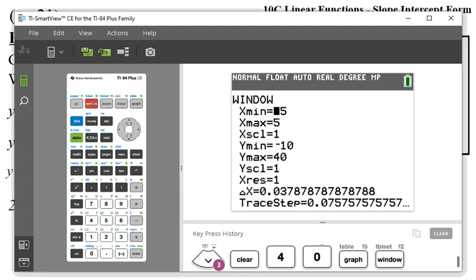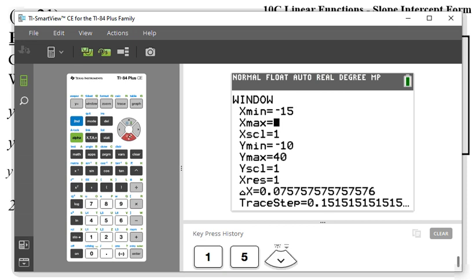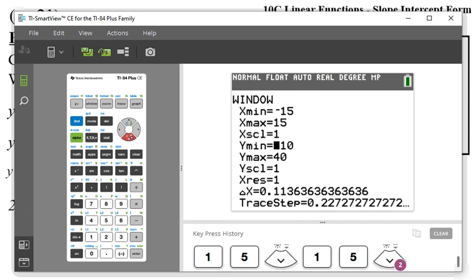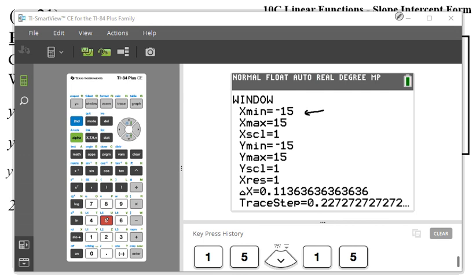So let's go back to window. I'm going to go negative 15, 15, negative 15, 15. Please be careful. Sometimes I'll have students that for x min put 15 and x max put negative 15. If you mix up, it'll say it can't graph it. Your maximum can't be smaller than your minimum. So you have to watch little things like that. That's a common error that students will make.